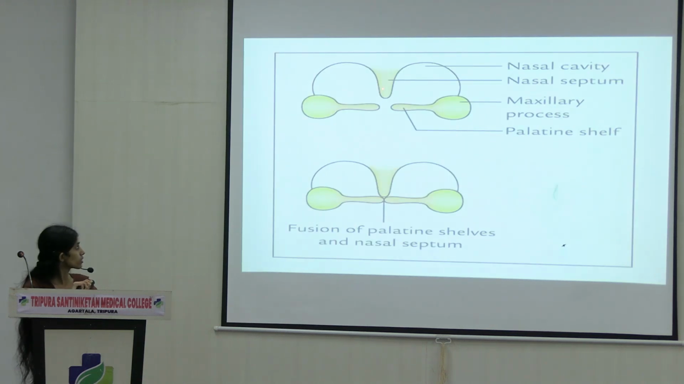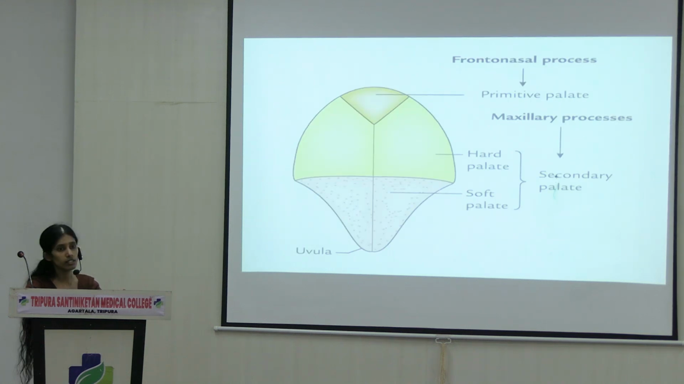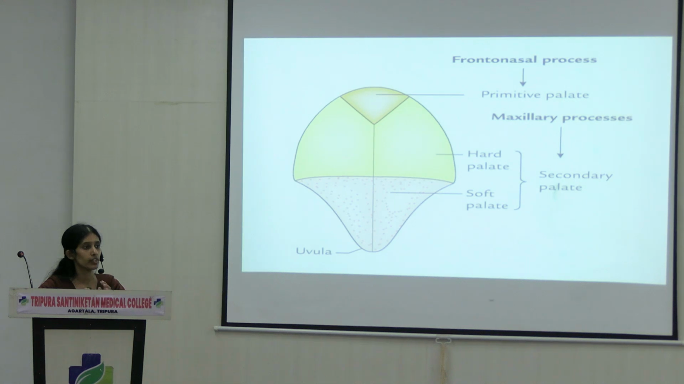You can see here, this is the nasal cavity, this is the nasal septum. On either side we have nasal cavity, and this is the palatine shelf, or we can also call it palatal process. Both words are right. After certain development, this nasal septum and your palatine shelves will fuse with each other, giving rise to your secondary palate. Once the development of your primary and secondary palate is complete, they again fuse with each other to give rise to your definitive palate, which is present in the adult structures.